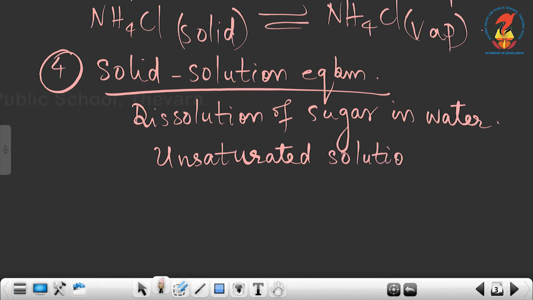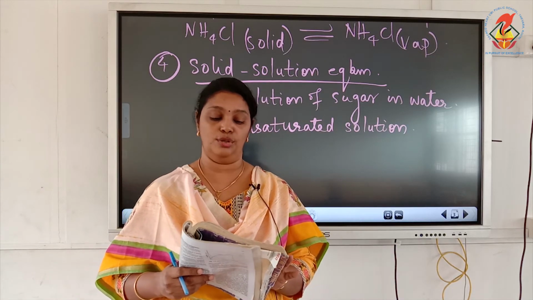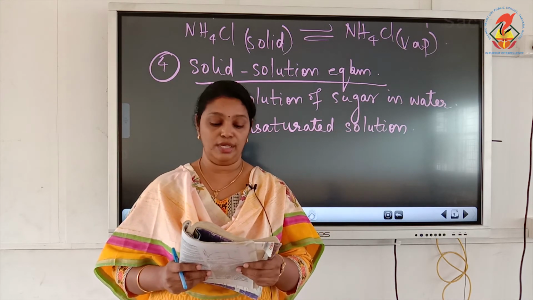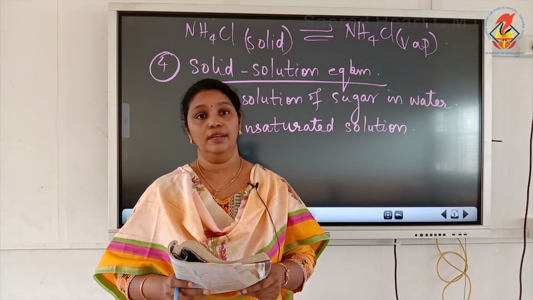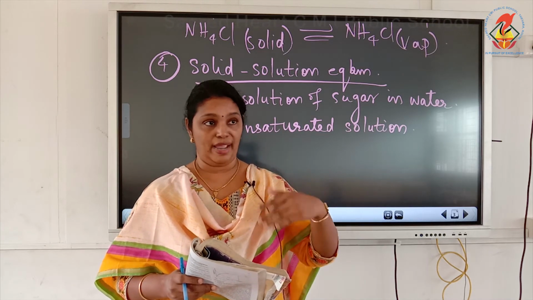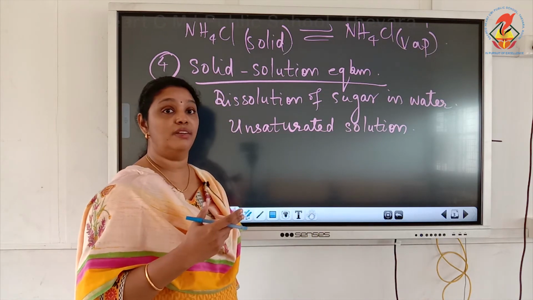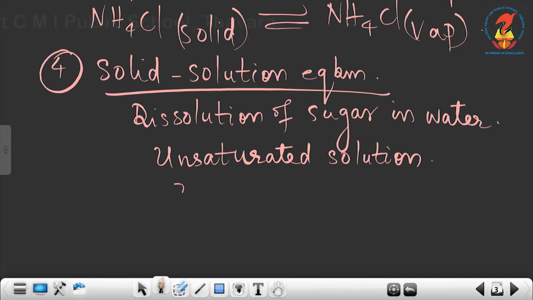So what do you mean by an unsaturated solution? A solution in which no more solute can be dissolved is called an unsaturated solution. Now you cool that solution, you call it a saturated solution. Okay, not unsaturated, saturated solution, because maximum amount of sugar is dissolved. So unsaturated solution means a solution in which more and more solute particles can be dissolved. Now we have saturated solution.